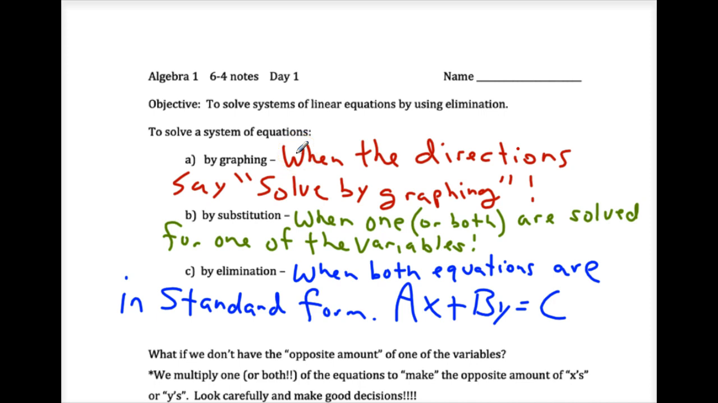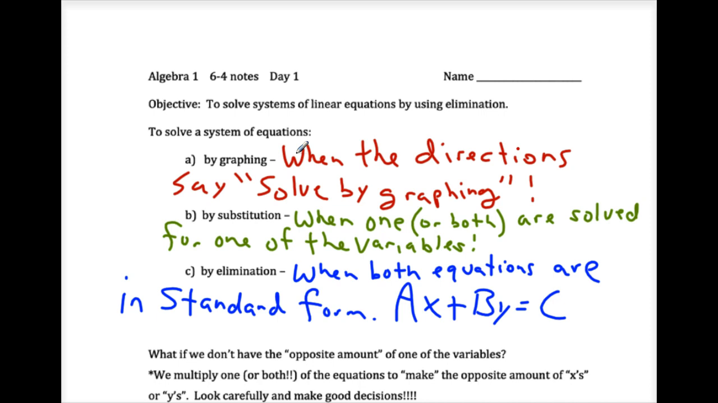Okay? Then there's always a kid that raises their hand right now and says, well, what if none of these things are going on? What if the directions don't say to graph? What if it's in just some random form, like blah, blah, blah? I love that. It's called the Kevin McNulty form. Blah, blah, blah.